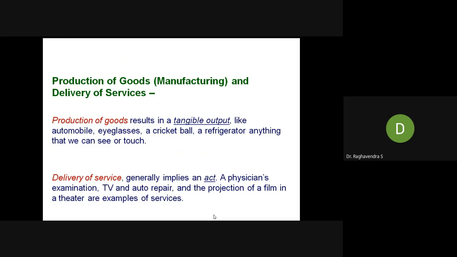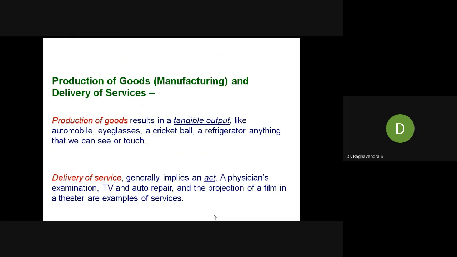So delivery generally implies an act: a physician examination, a physician or doctor examining you, TV or auto repair, then the showing of a film in a theater. We go to the hospital, they will treat you, they will take the X-ray, something like this. When you go to a theater, you can see a film on the screen. The only thing is you watch and come back.